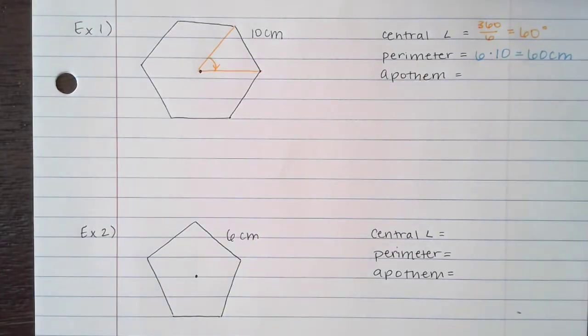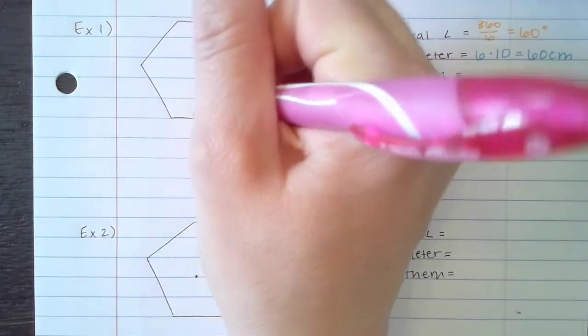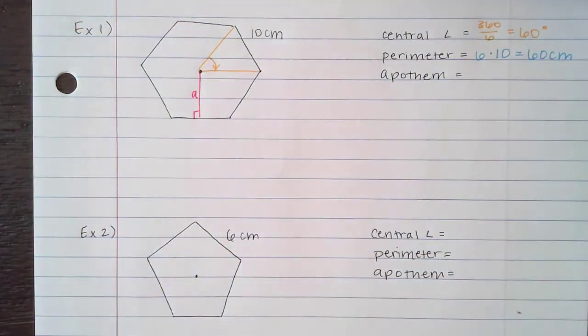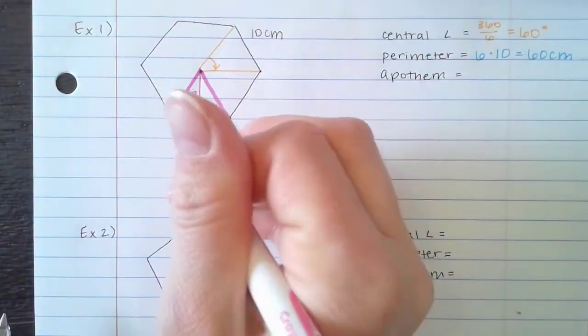And then finally, we need to be able to find the actual apothem. And the apothem is right there. I do not know what the apothem is. I have to find the apothem, and I actually have enough information in order to find it.